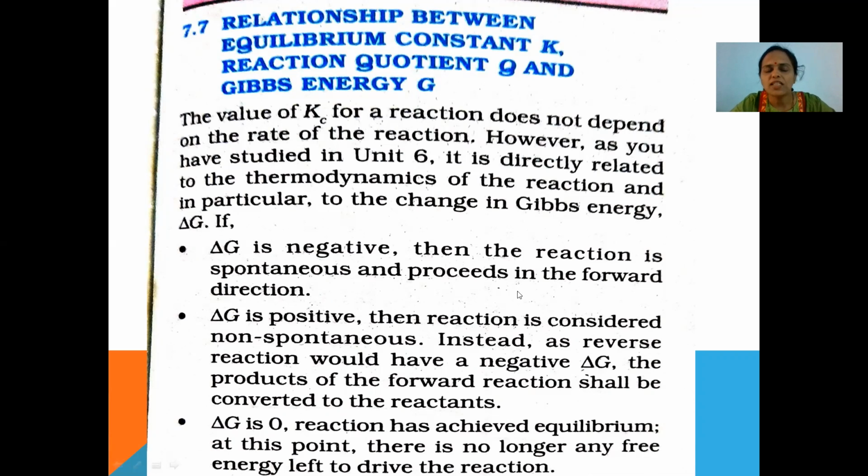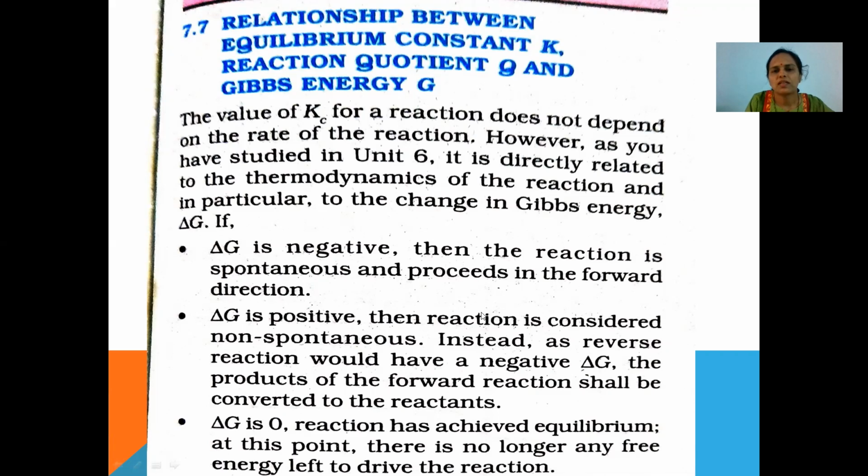If the value of delta G is positive, then the reaction is non-spontaneous in nature. That means the reaction proceeds in the backward direction. And when the value of delta G is equal to 0, the reaction has attained equilibrium condition.